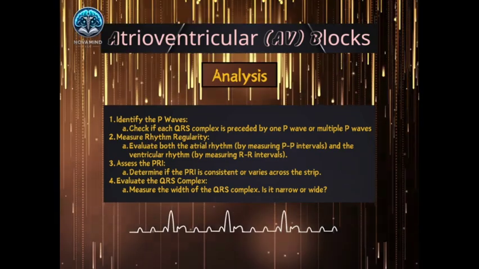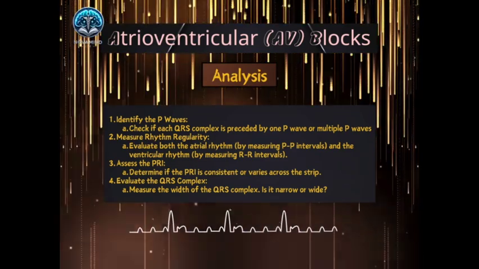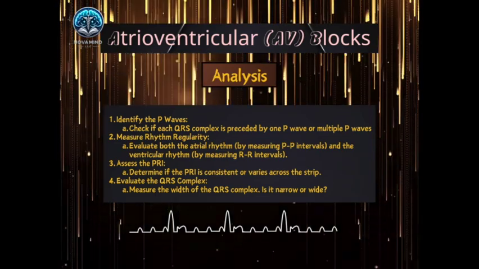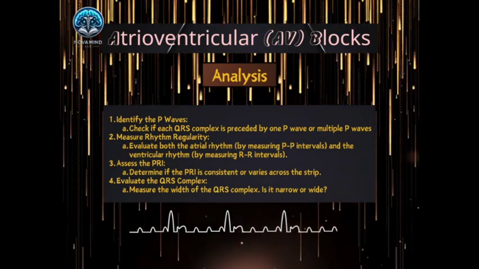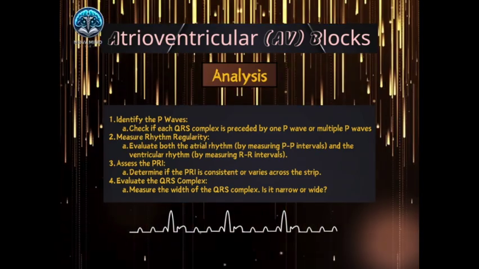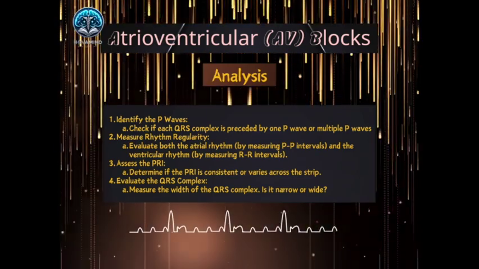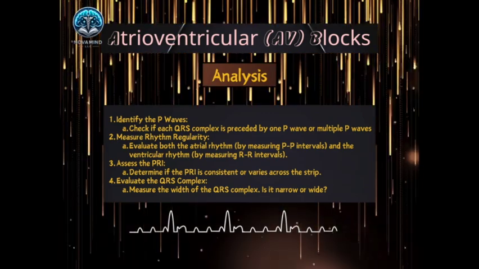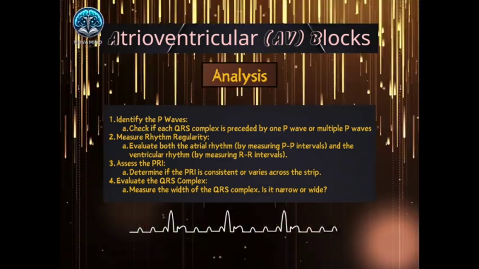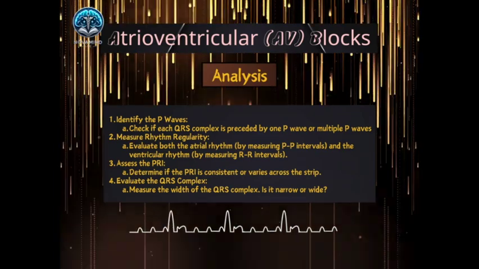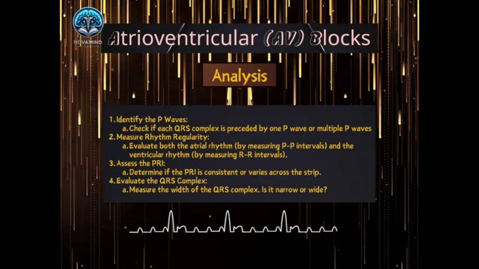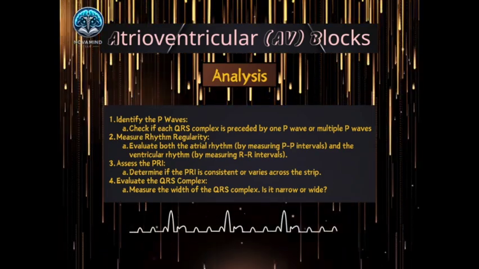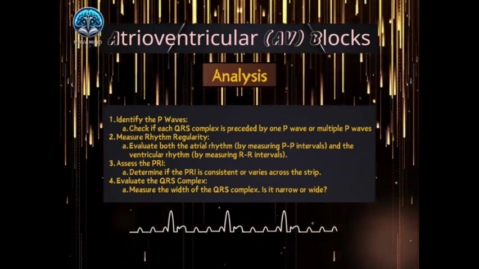Step number 1. Look for P waves. Is there one P wave to each QRS or more than one? Step 2. Measure the regularity of the atrial rhythm, the P to P interval, and the ventricular rhythm, which is the R to R interval. Step 3. Measure the PR interval. Is the PR interval consistent or does it vary? The PR interval is the key to identifying the degree of this AV block.